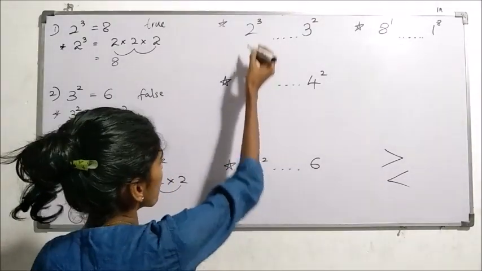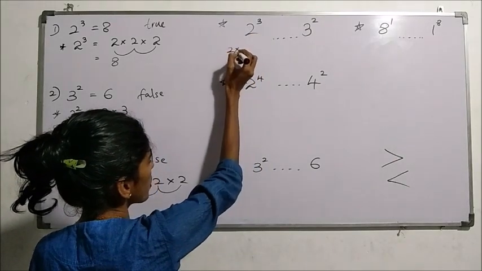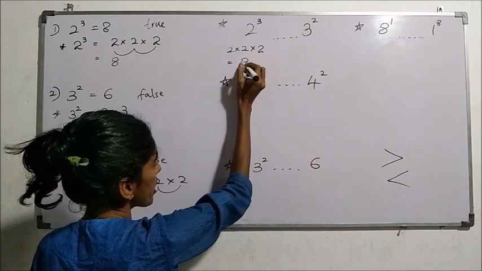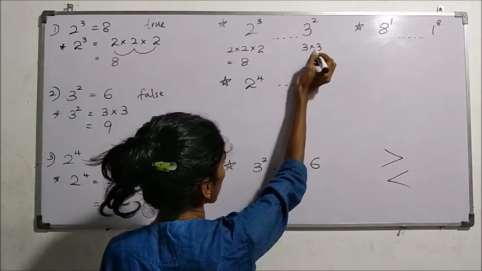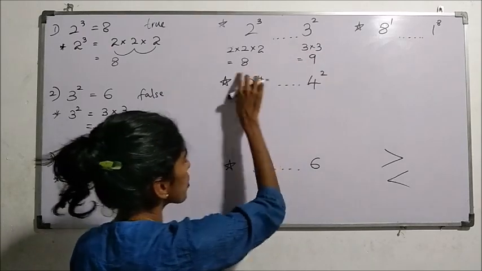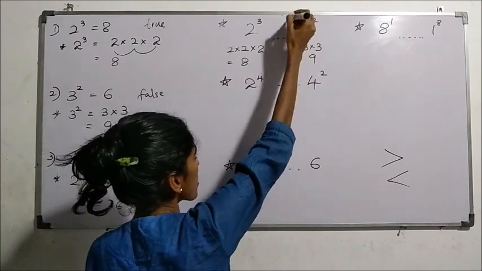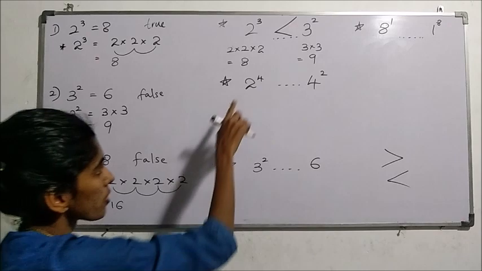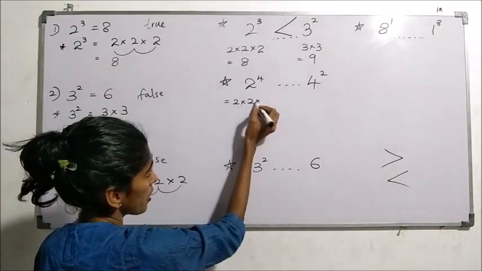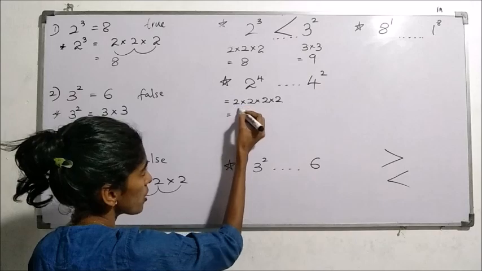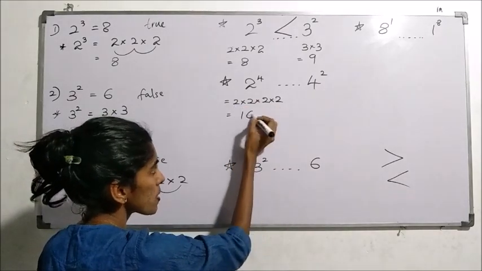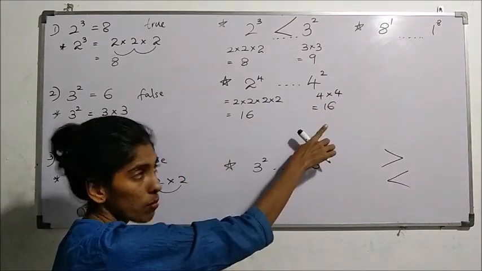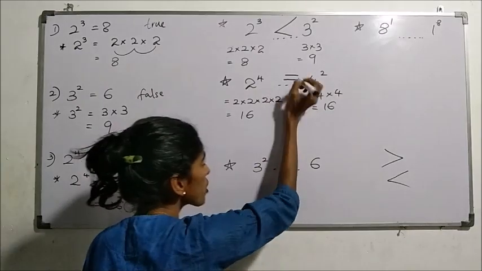Here, 2 to the power 3: 2 times 2 is 4, 4 times 2 is 8. On this side, 3 multiplied by 3, the answer is 9. Which is bigger? This side is bigger, so here we will put the less than mark. Next, firstly we will multiply 2 by itself 4 times. 2 times 2 is 4, 4 times 2 is 8, 8 times 2 is 16. Here 4 multiplied by 4 is 16. Both are equal, so we will put the equal symbol.